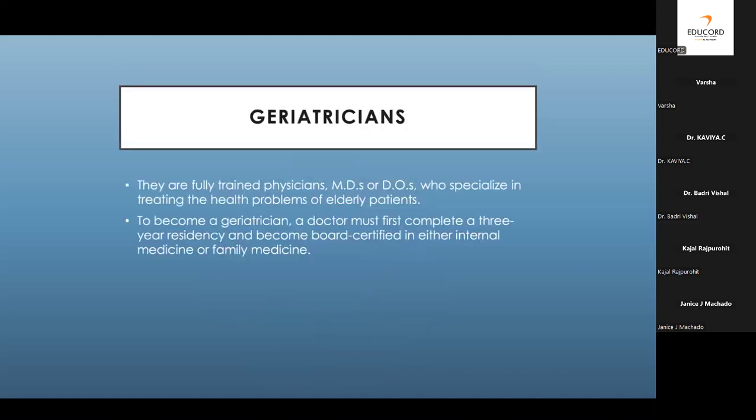So coming to geriatricians, they are fully trained physicians, MDs or DOs, who specialize in treating the health problems of the elderly patient. To become a geriatrician, a doctor must first complete a 3 year residency and then become board certified in either internal medicine or family medicine. So anyone cannot be a geriatrician. If one claims to be a geriatrician, then he or she must complete at least 3 years of residency and then become board certified in internal or family medicine. Then only they can be classified as a certified geriatrician, or a practicing geriatrician.